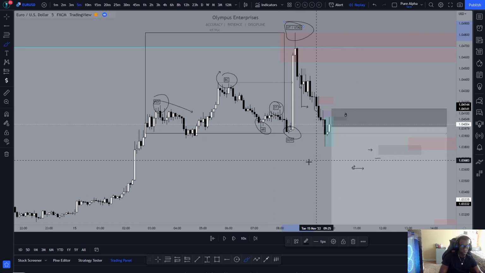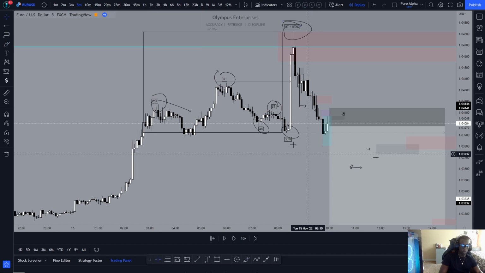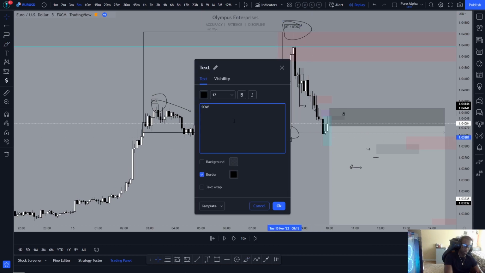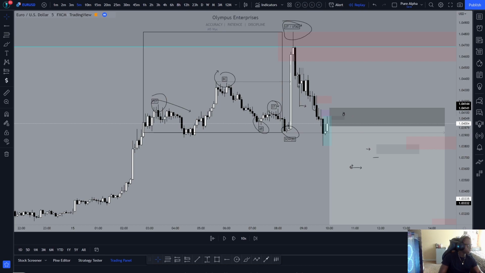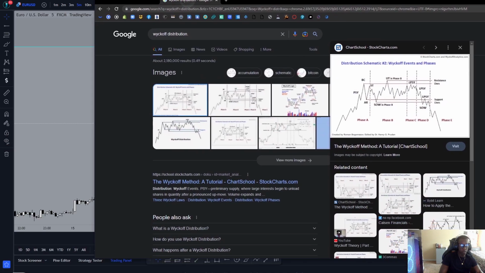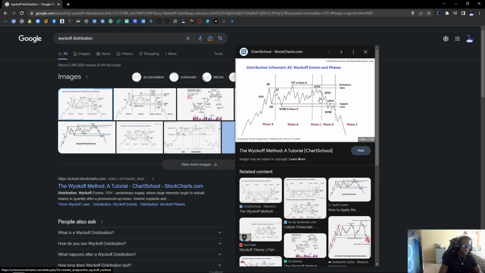So the sign of weakness was actually liquidated over here, and we can go ahead and update this here. Sign of weakness in phase B, and on the second monitor here, I'll pull up what the Wyckoff distribution looks like. Right over here. So notice how this is distribution schematic number 2.